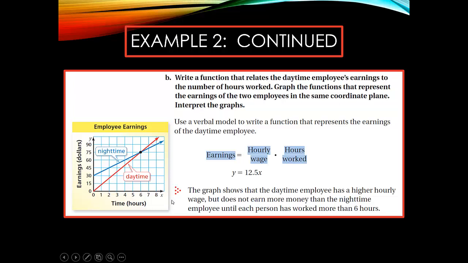So the graph shows that the daytime employee has a higher hourly wage, but does not earn more money than the nighttime employee until the person has worked more than 6 hours. You can see here at 6 hours, they're both going to make exactly the same amount. They're making the same amount, and then after 6 hours, it changes again.